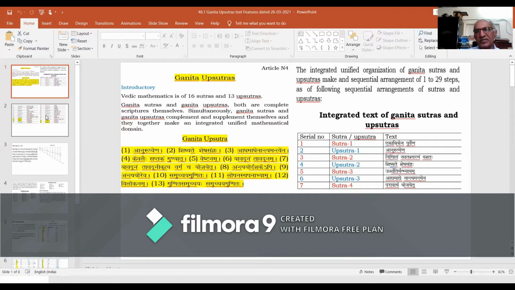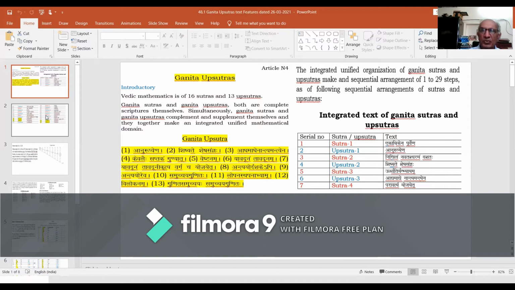This text is a text of 236 letters in all. Of these 236 letters, 36 of them are distinct letters. The other feature which we have to simultaneously consider is that this text of Ganita Upsutras is complementary and supplementary to the text of Ganita Sutras. There are 16 sutras and there are 13 upsutras. These 16 sutras and 13 upsutras together make one integrated text. This integrated text of Ganita Sutras and Ganita Upsutras makes the text of Vedic mathematics.